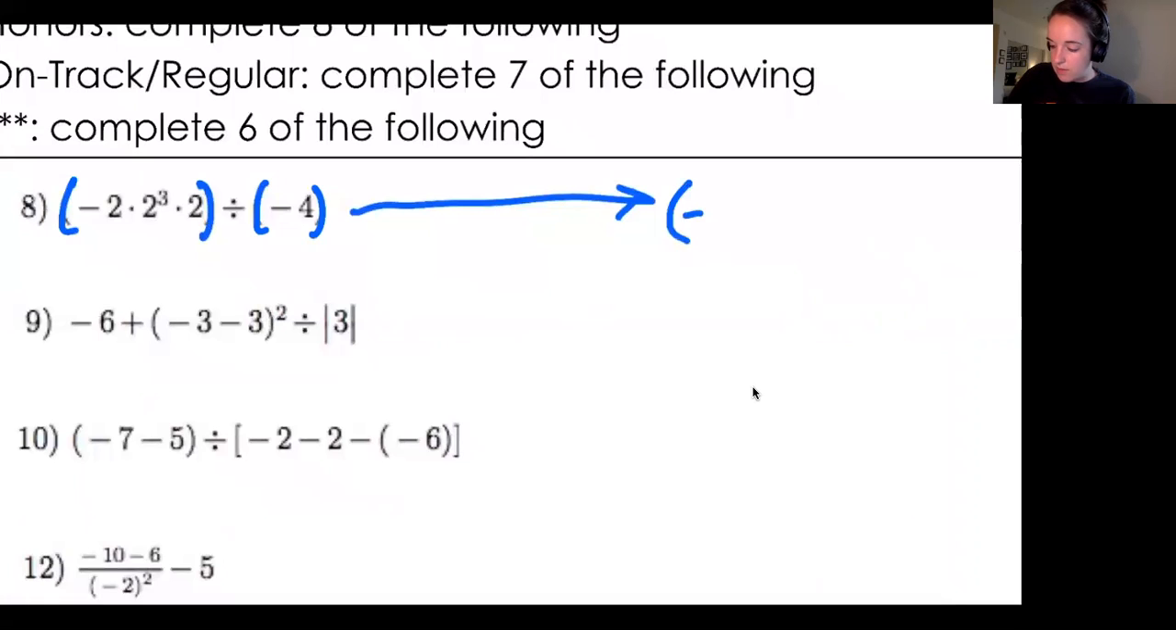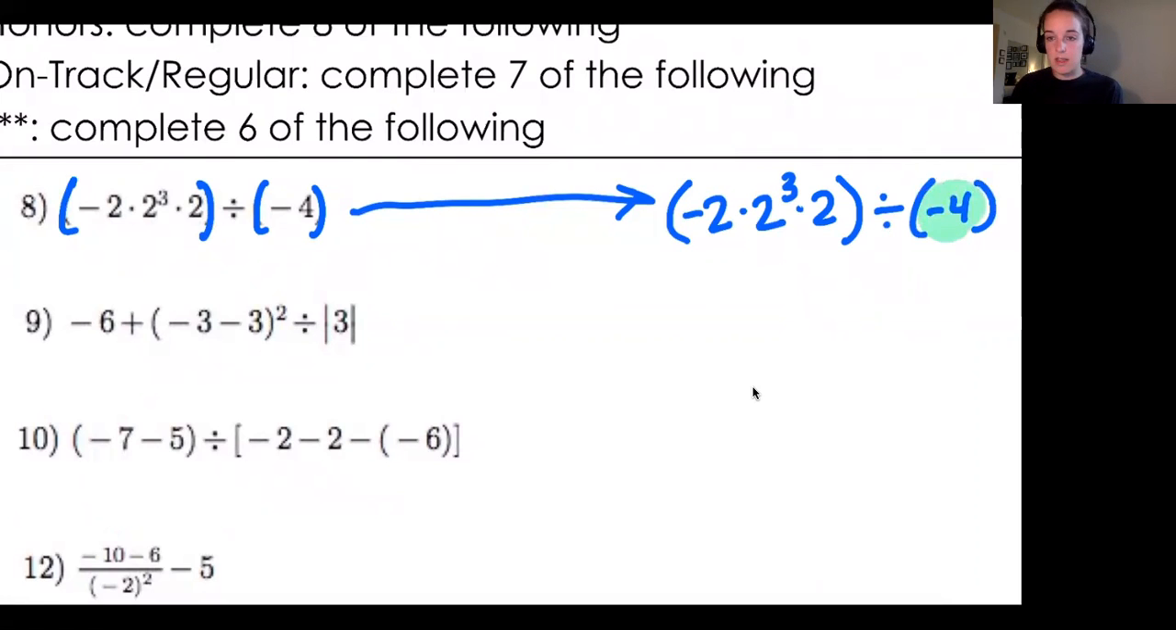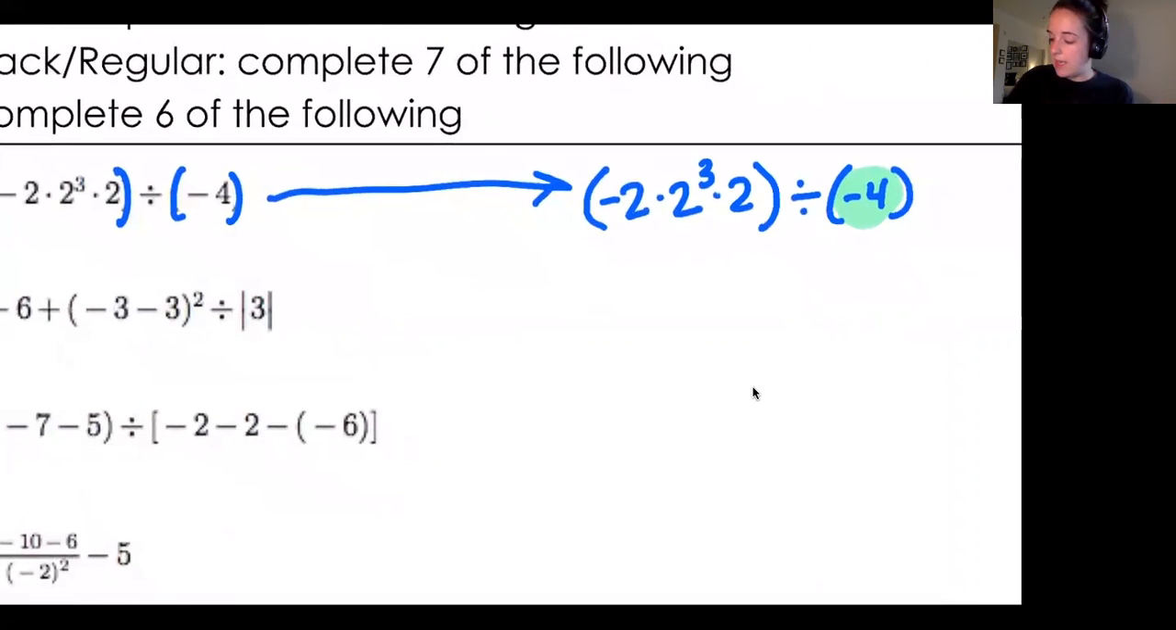So in that first one, I have -2 times 2 to the third times 2. And then the whole thing is going to be divided by -4. These parentheses are already done because it's just a number in there. So at the end, I'm going to divide by -4. I still need to work within the first set of parentheses here.